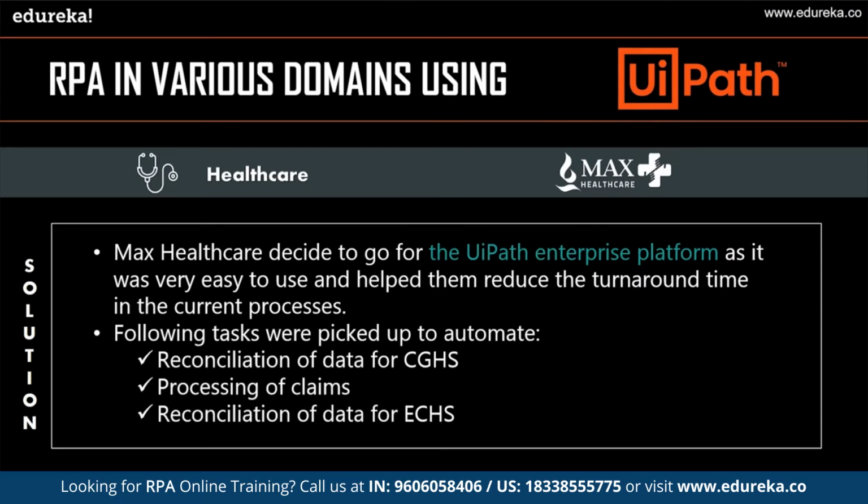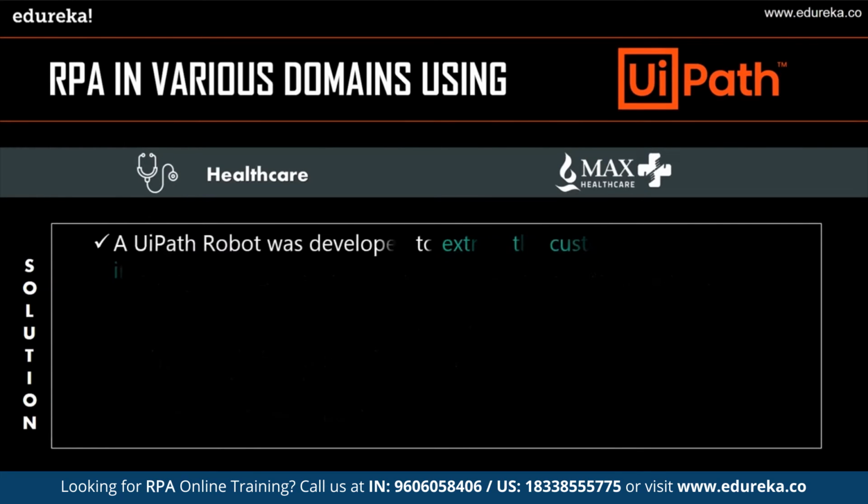For the CGHS and the ECHS schemes, a new data entry solution was created where a robot would log into the ECHS portal through URLs of different hospitals and third-party administrators. And similar would be done for the other 12 different associated hospitals for CGHS. Now, once the URLs are accessed, the designated robots will be able to read the patient transaction records and validate the status of the entries. On every successful validation of data, the concerned department would be notified through an email. So that's how, guys, Max Healthcare used UiPath.